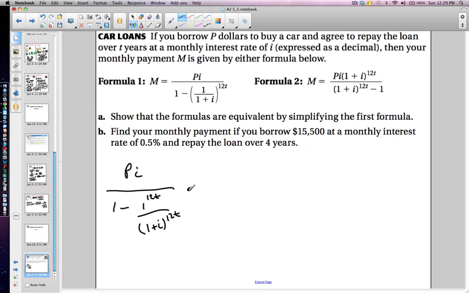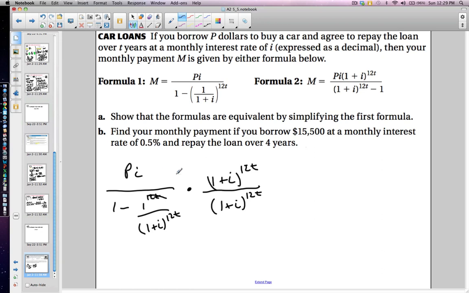Now I want to get rid of this denominator here. So I'm going to multiply, right? I only have one fraction, that's great. So if I multiply by the least common denominator, that's 1 plus I to the 12t power. This is still a fraction that equals 1. Then this is going to cancel out that. And 1 to the 12t power is just 1, right? And 1 to any power is 1.